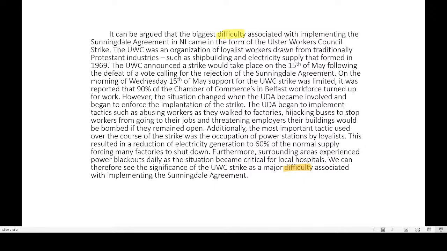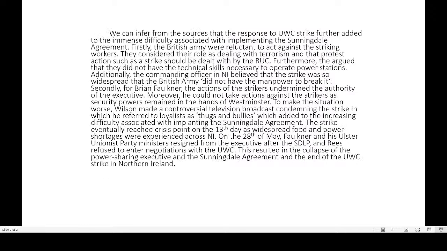Now, I'm not going to go through any more paragraphs in that amount of detail. As I said, I don't want to bore you to death just reading out paragraphs. Hopefully you can see how we're practically applying the theory and the formula and the structure that we're looking to use to optimize our marks there. So I'll just skip through the slide there so you can see it in a little bit more detail. So this is paragraph 5. It's looking at responses to the UWC strike.